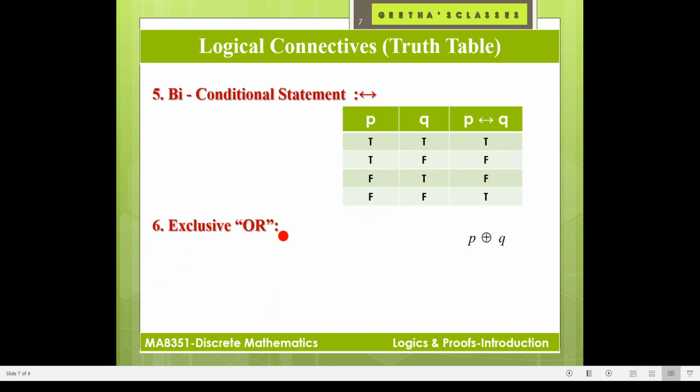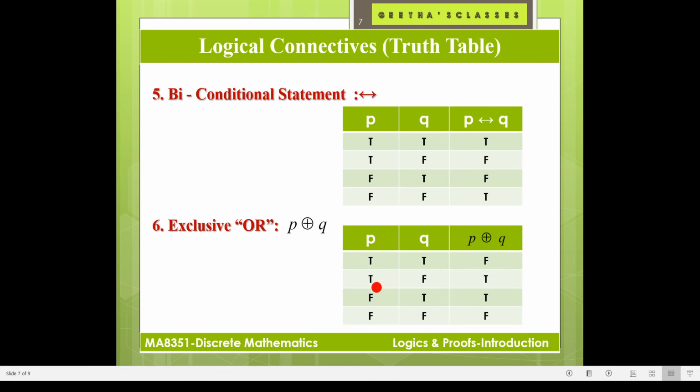Next one is exclusive OR. Exclusive OR is denoted by P direct sum Q. Okay, so this is the table for P direct sum Q. Here we have taken two propositions P and Q. P direct sum Q is nothing but the opposite of biconditional statement. For the same condition you have to write false. True, true is false, false, false is false, true, false is true, false, true is true. For same symbol you are writing false, for opposite you are writing true. Okay, that is exclusive OR.